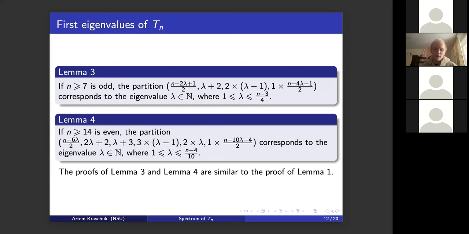And lemma 4 is about even cases: if n at least 14 is even, then this huge partition corresponds to the eigenvalue lambda, where lambda is from 1 to some upper bound. And we can take from this lemma that if we take some big even n, then the numbers from 1 to some upper bound will be in the spectrum. The proofs of lemma 3 and lemma 4 are very similar to the proof of lemma 1, and we won't waste time proving them either. Okay.